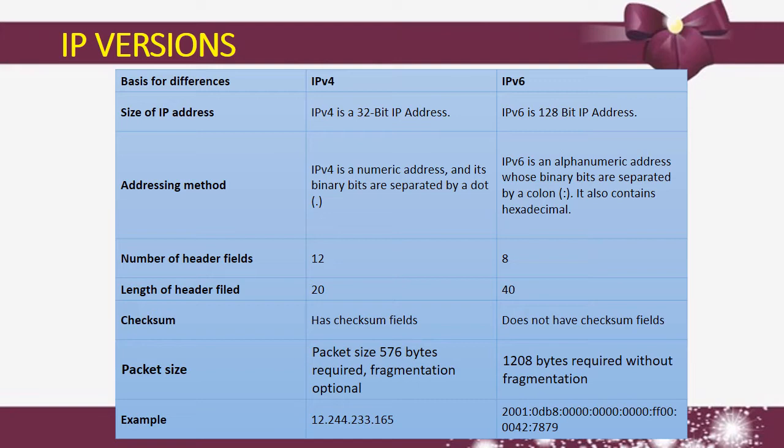A packet capacity of 576 bytes is used in IP version 4, and in IP version 6, 1280 bytes is required without any fragmentation. Fragmentation means splitting the data. An example is given for both IP versions 4 and 6.